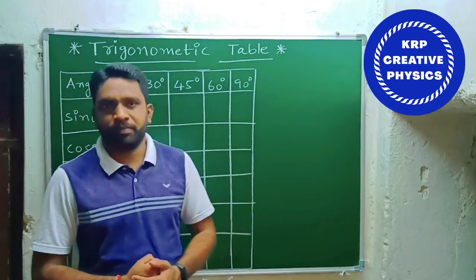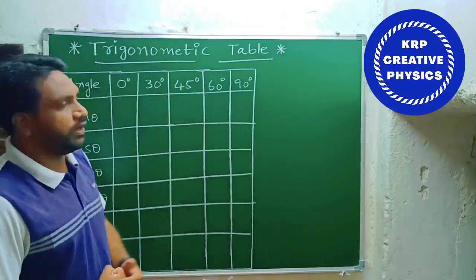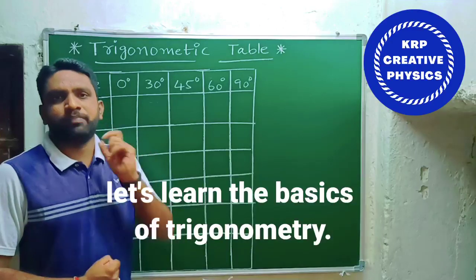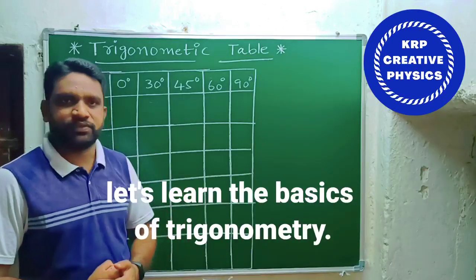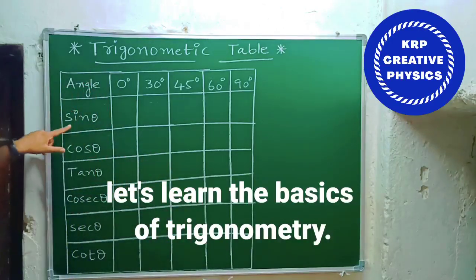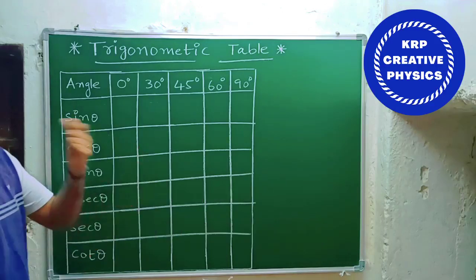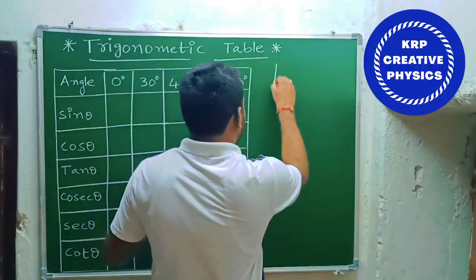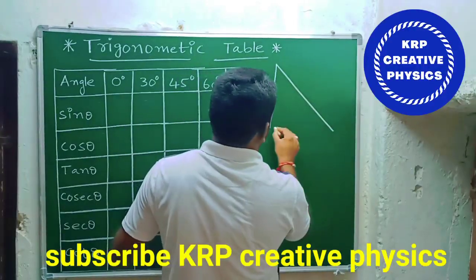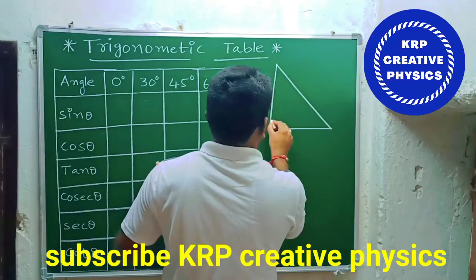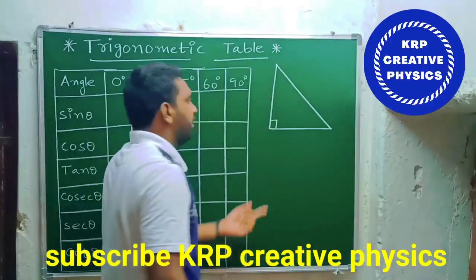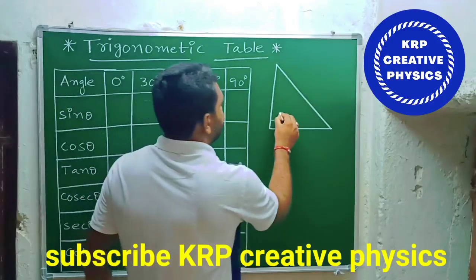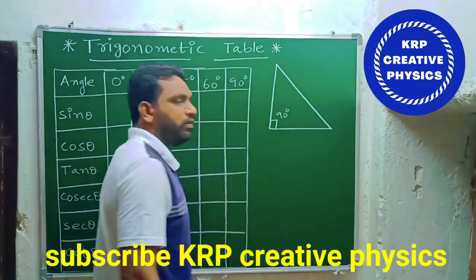So let's enter into the topic. Before going to know about the trigonometric table, you first need to learn some basics regarding sin theta, cos theta, tan theta, cosec theta, sec theta, cot theta. Now I am going to explain all these with the help of one right angle triangle. This is the right angle triangle, because in this triangle one angle becomes 90 degrees. That's why it is said to be a right angle triangle. You know that one very well.